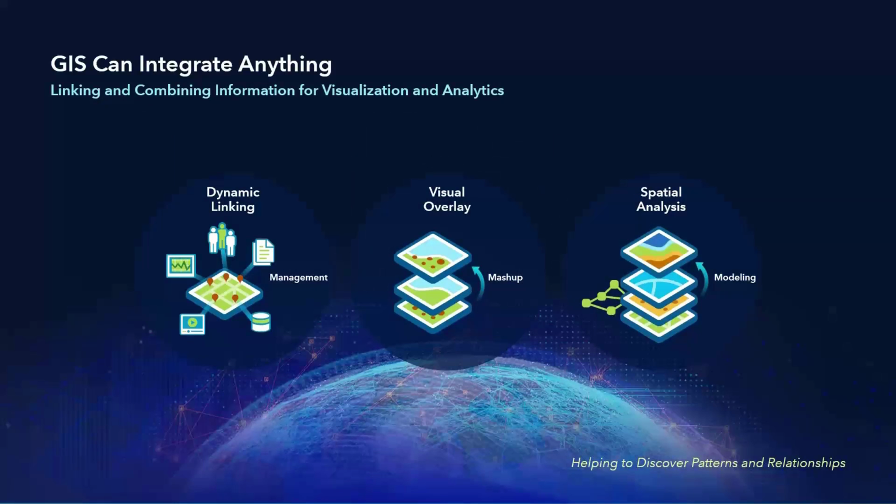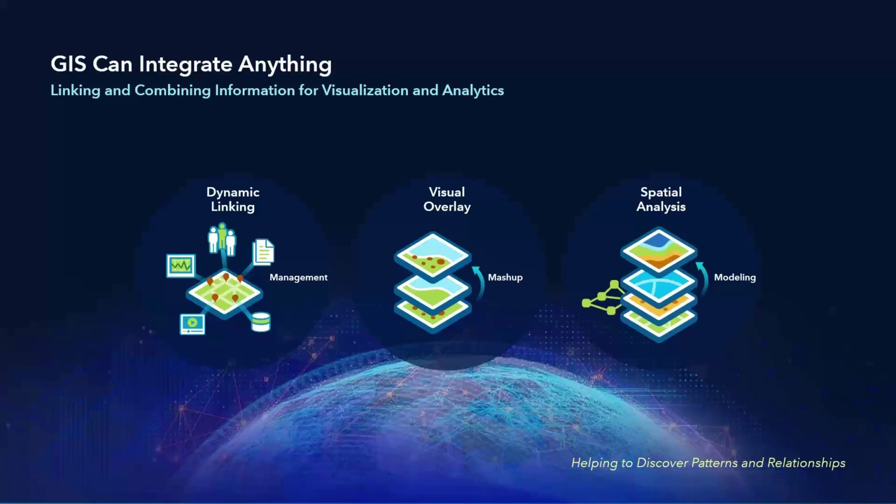So why would you want to use a GIS to manage and work with your real-time data or sensor data? Well, you use it for three different reasons. GIS is very good at linking and combining information, and we can use it to perform visualization and analytics. A GIS can dynamically link out from a data set or an object on the ground to other records or other systems.